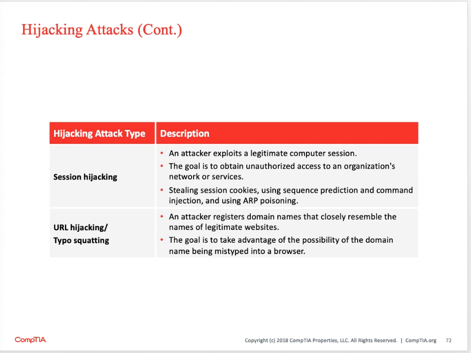URL hijacking, typosquatting. This is where the attacker registers a domain name that closely resembles the name of a legitimate website. The goal is to take advantage of the possibility of the domain name being mistyped into a browser. So you accidentally wrote Goggle, or maybe you wrote Macrosoft. People mistype things all the time, so somebody will register a domain as that mistyped word, and maybe they even make the website look exactly like the real one, and try to steal credentials, try to get you to log in like that.